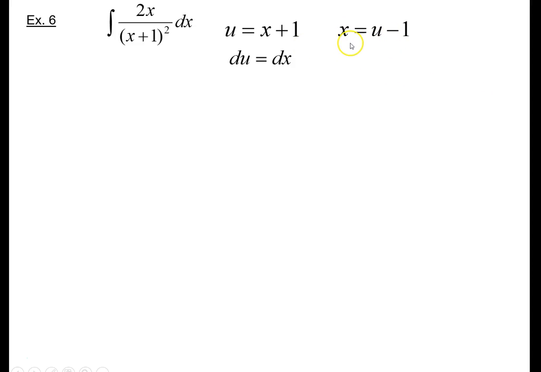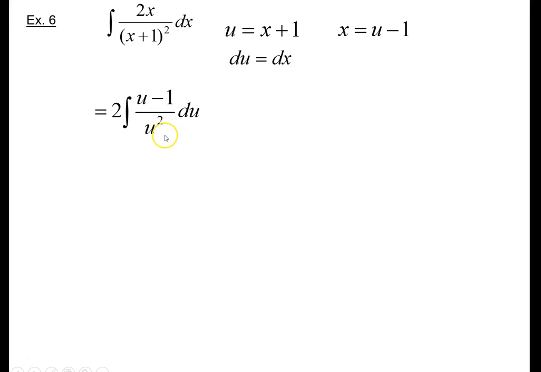If we move the 1 to the other side, we get x equals u minus 1. So this is what I have. Take a look. I took the 2 to the front because it's a constant multiple. The numerator became u minus 1. The denominator became u squared because of the original u substitution, and the dx got replaced with du.